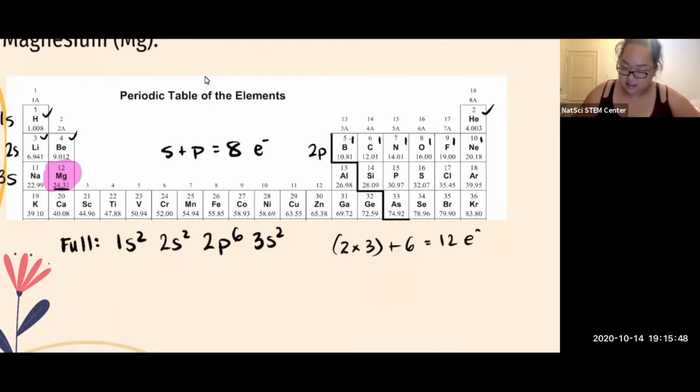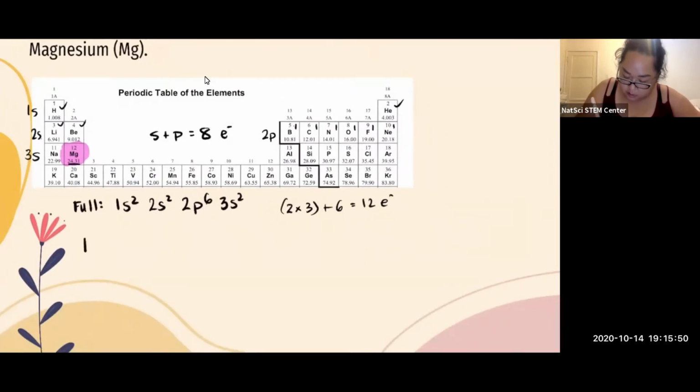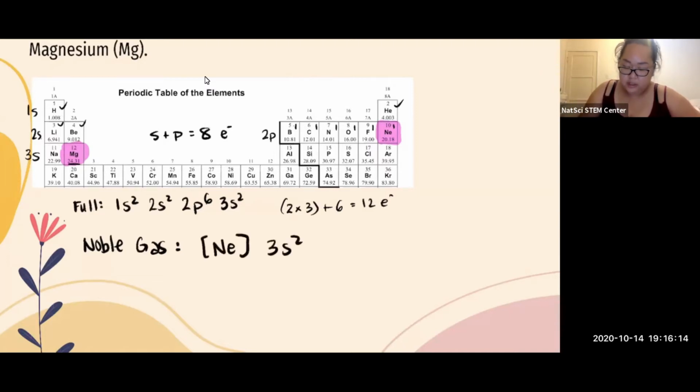Okay, so now if we do the noble gas, like earlier how we did neon, you'll go to the noble gas before your element. The noble gas before magnesium is neon. And then you'll have 3s2, and that's your noble gas configuration. Neon takes the place of 1s2, 2s2, 2p6.